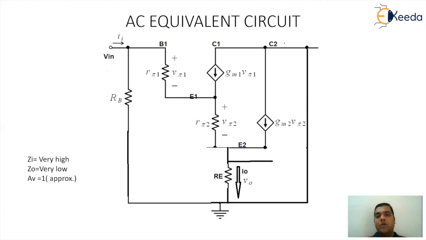So this is how you can represent a common collector Darlington circuitry in the form of AC equivalent, which will give you very high input resistance that will be measured between the base 1 and the ground point. The output impedance is going to be low, and the voltage gain, since it's a common collector configuration, will be approximately equal to 1. So this is the basic advantage of realizing a common collector amplifier or a Darlington amplifier under common collector configuration, which can be used as a buffer.